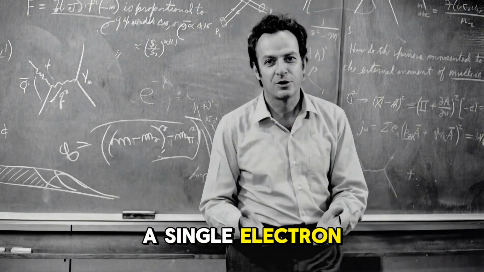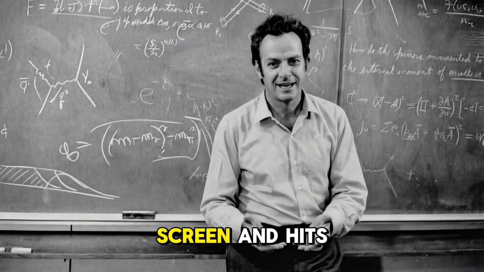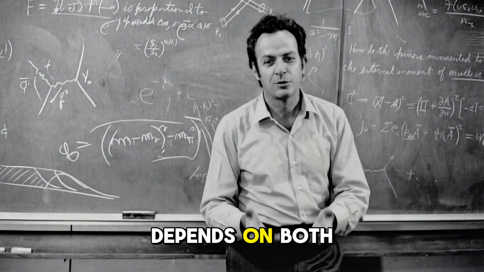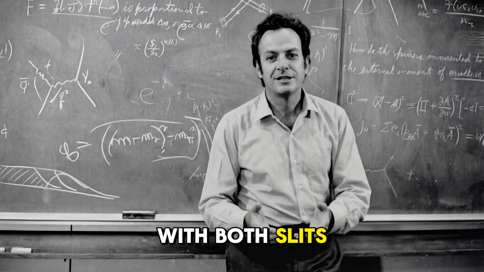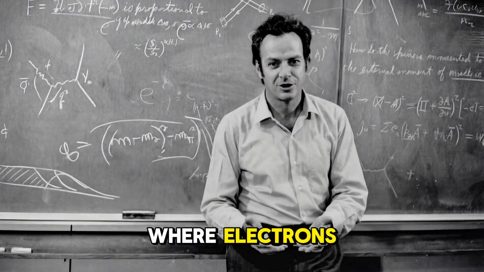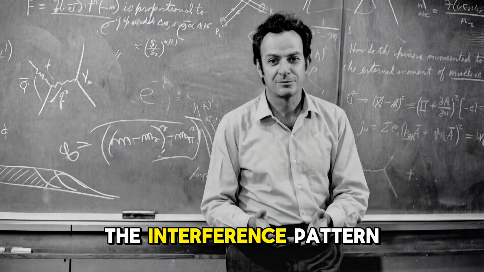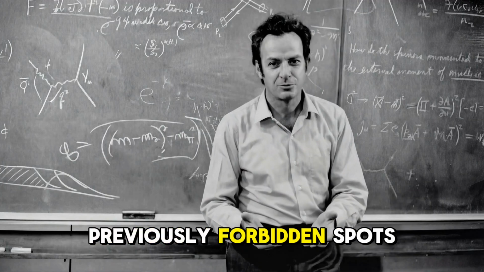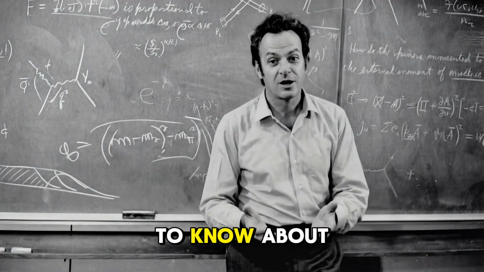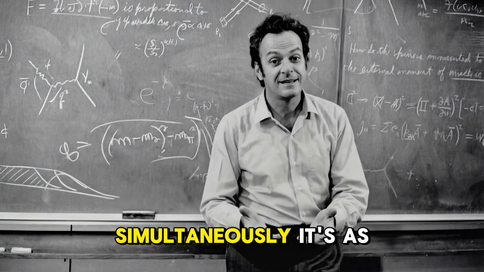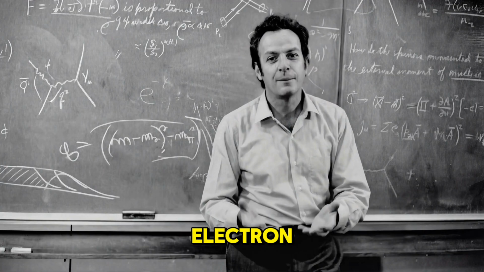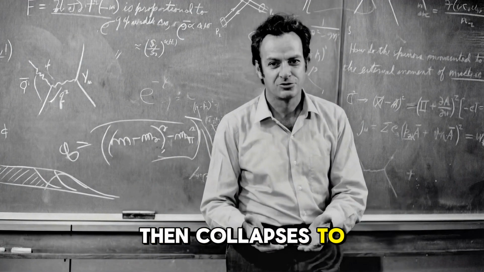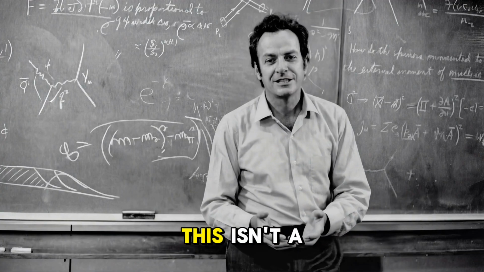A single electron leaves the source, travels to the screen, and hits at one specific point. But the probability of where it will hit depends on both slits being open. With both slits open, there are places on the screen where electrons never land, dead zones in the interference pattern. Cover 1 slit, suddenly electrons start hitting those previously forbidden spots. The electron seems to know about both slits simultaneously. It's as if each individual electron passes through both slits at once, interferes with itself, then collapses to a single point on the detector. This isn't a metaphor.